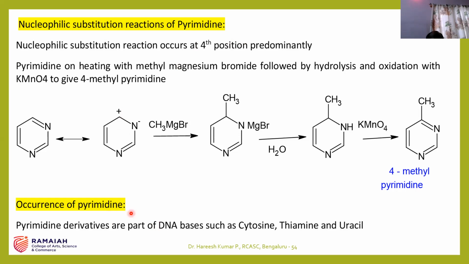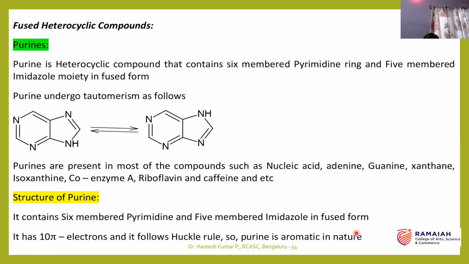And the occurrence of pyrimidine is important. Maybe you may get a 2 marks question. Pyrimidine is a derivative or the part of DNA bases such as cytosine, thymine, and uracil. So what it means is cytosine, thymine, uracil are the bases of DNA. These cytosine, thymine, and uracil are the derivatives of pyrimidine. Then write the structure of pyrimidine bases. Means you can write any one of cytosine, thymine, or uracil.